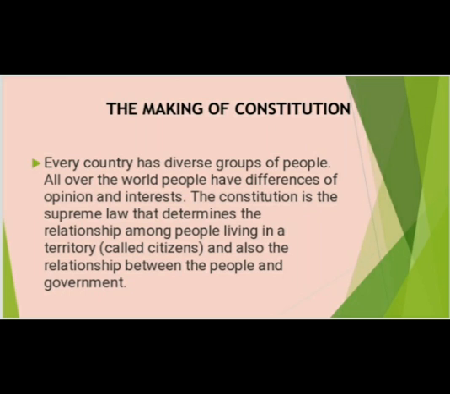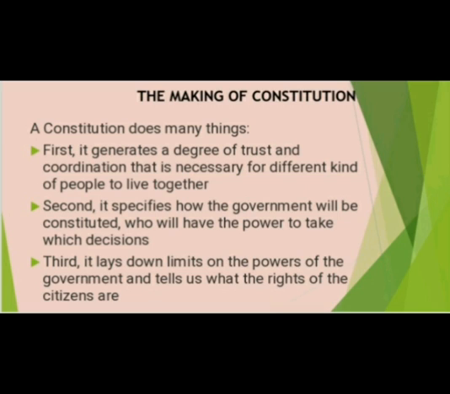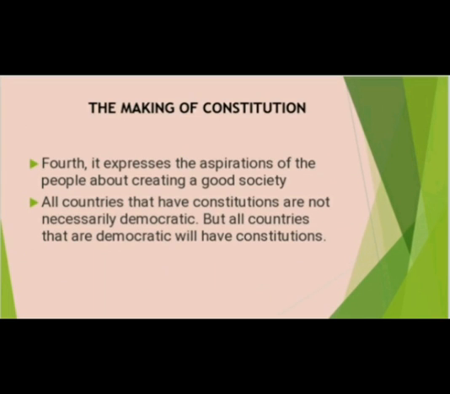A constitution does many things. First, it generates a degree of trust and coordination that is necessary for different kinds of people to live together. Second, it specifies how the government will be constituted, who will have power to take which decision. Third, it lays down limits on the powers of the government and tells us what the rights of the citizens are. And fourth, it expresses the aspirations of the people about creating a good society.